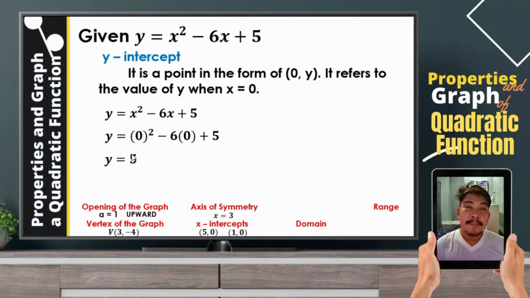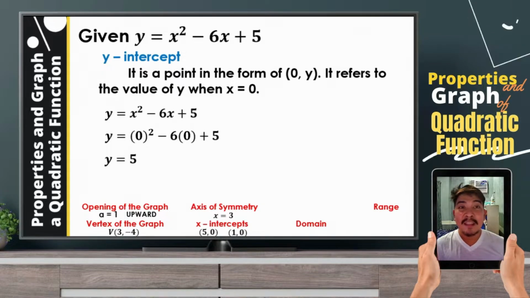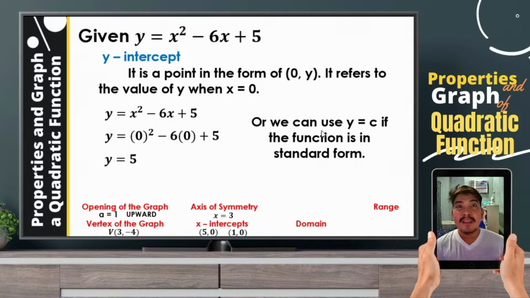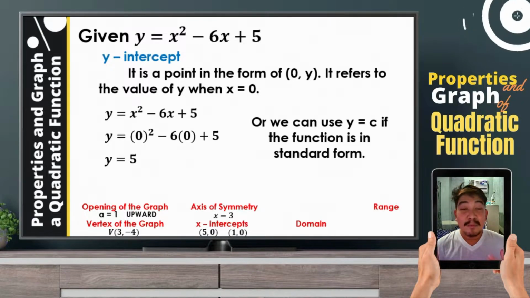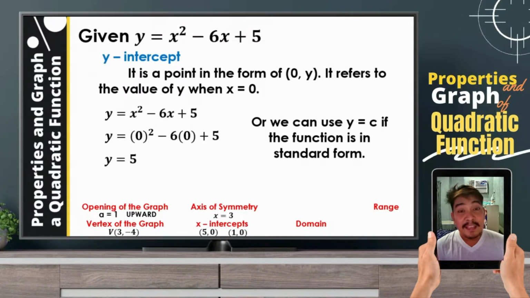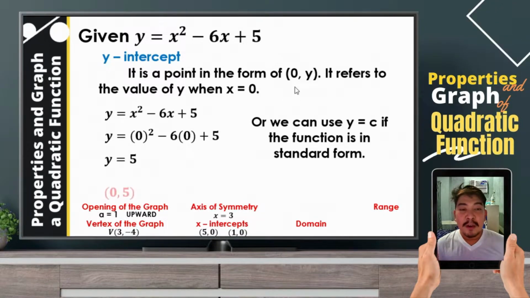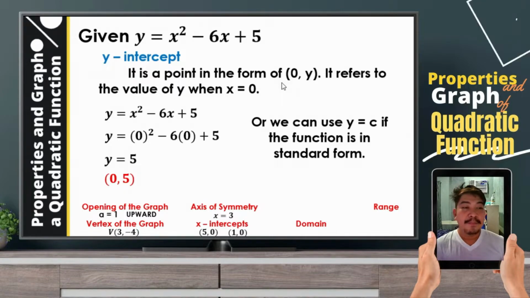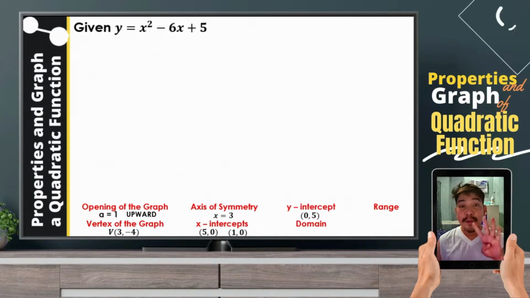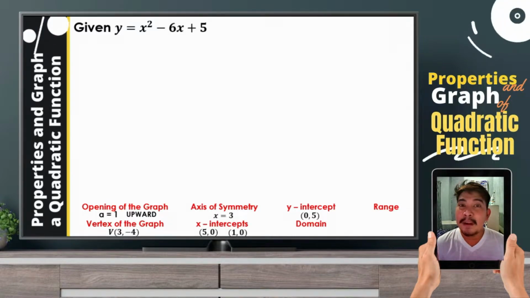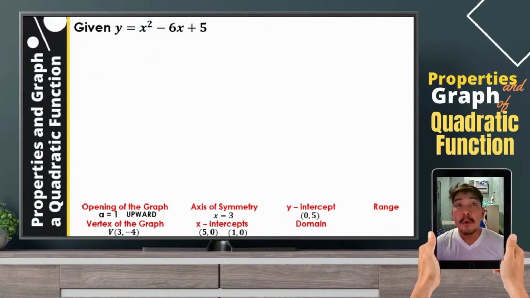But if the equation is written in its standard form, we can use y is equal to c. We just need to get the value of c, then that will be the value of the y-intercept, or the value of y. So changing this into ordered pair form, or 0 comma y, the ordered pair will be 0 comma 5. So we now have 4 points. In order for us to plot the graph of a quadratic function or a parabola, we need 5 points.